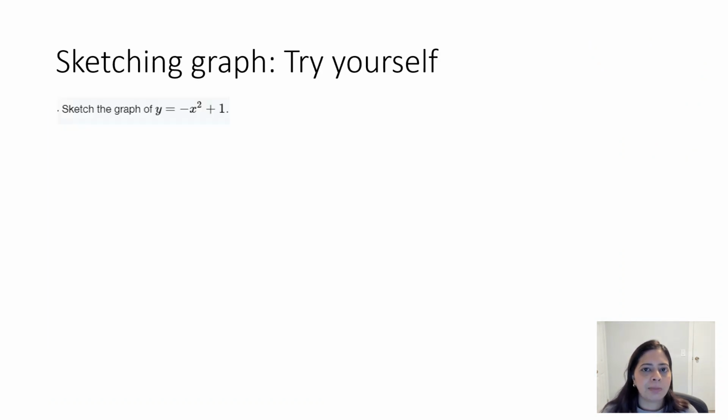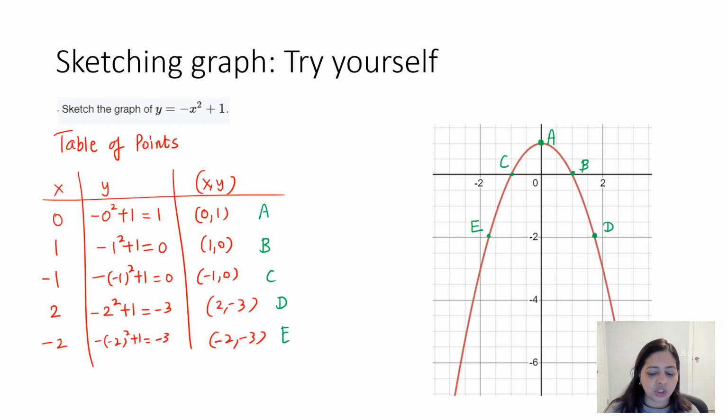So here's another example. You can try this yourself. I'm leaving this for you. This is actually already done here. The solution is already here, so you can verify this later on. I took 5 points here, connected them, and it actually turns out to be a parabola, but this time a downwards parabola.